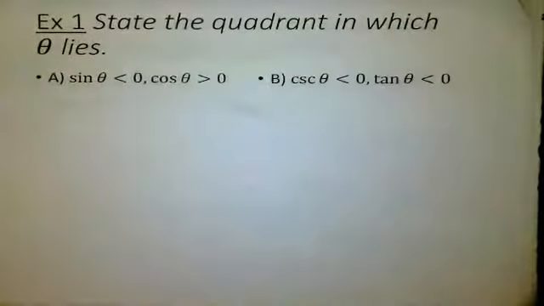All right. Example 1. State the quadrant in which theta lies. So the next 2 days, we are satisfying conditions. So we have to meet a couple of conditions today. And so it's important for you to be able to look at the information and figure out, first and foremost, where is it? And so that boils down to which quadrant.